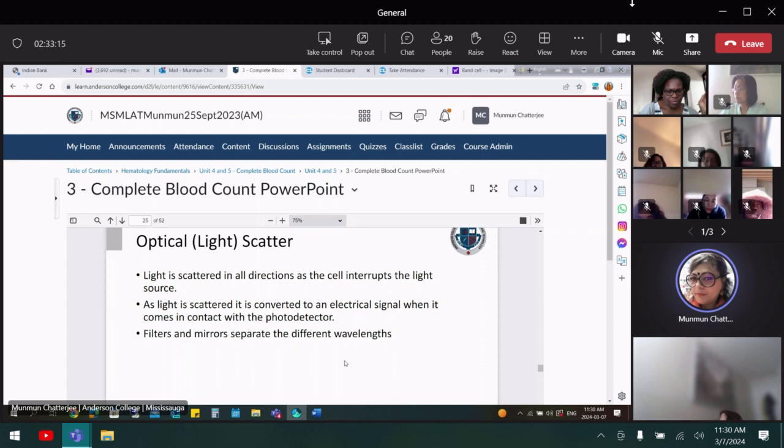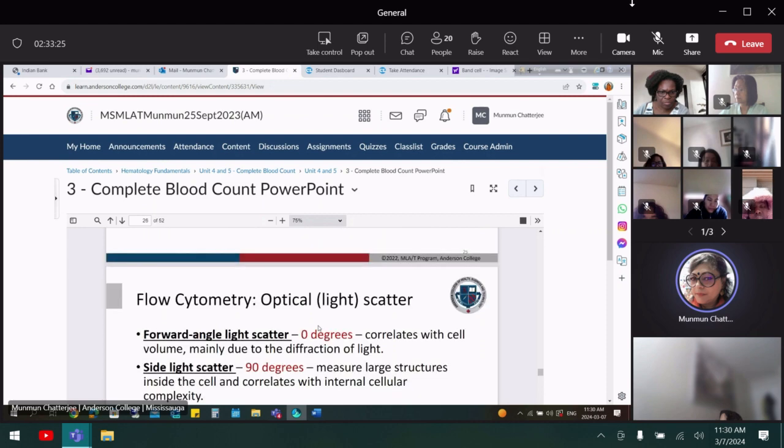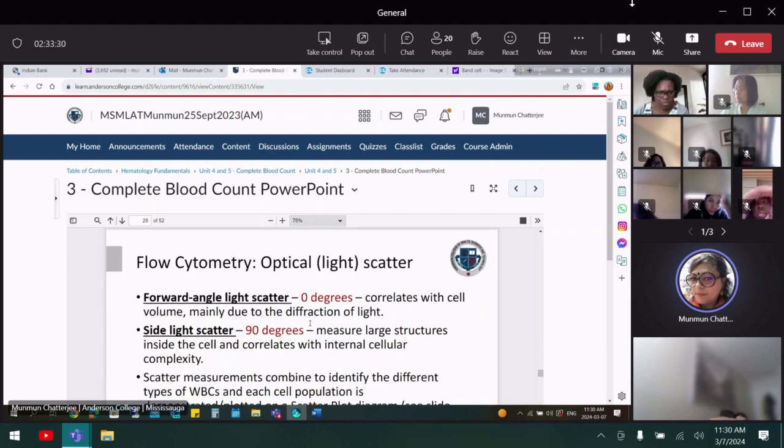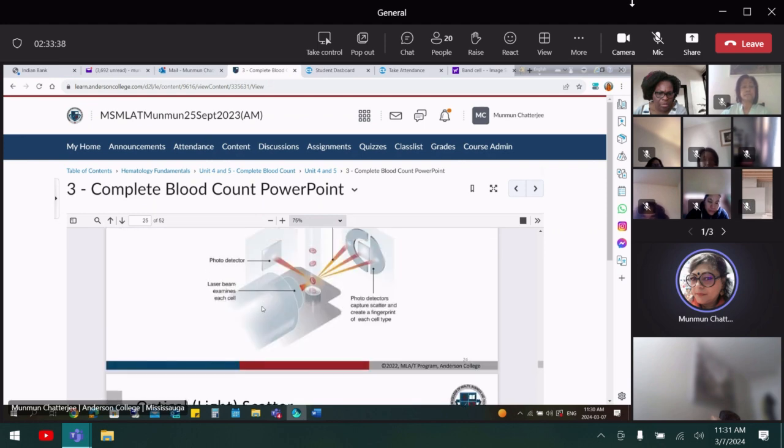That's all. So light has been converted to an electrical signal, which generates the electrical pulse or impedance. Okay, so now this slide is important and they are going to ask questions from it. There is a light scatter. Light scattered from forward angle.